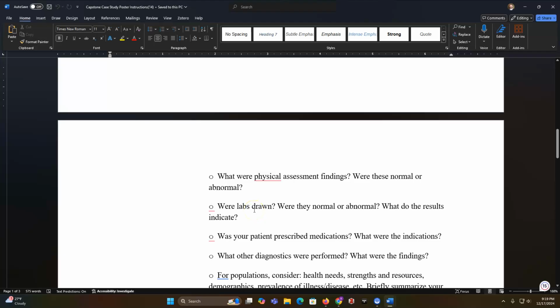We do want to know findings. We want to know, what did they see on the MRI? What did they see on the chest x-ray? Those kind of situations. What medications were prescribed? What were the indications? Why did they have them? We talked about diagnostics already. Not just that they had them, but what were the findings and how does that relate to your patient?